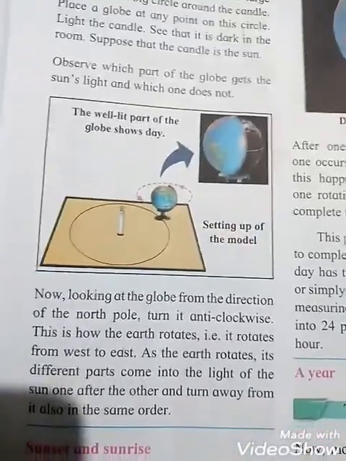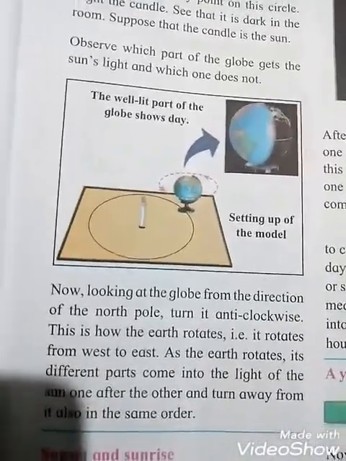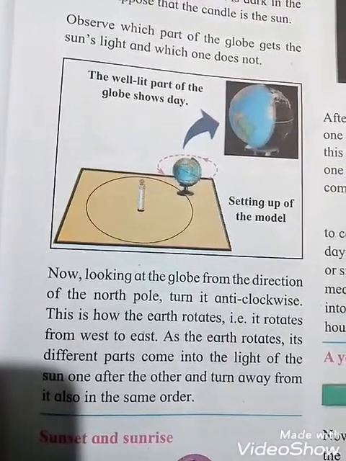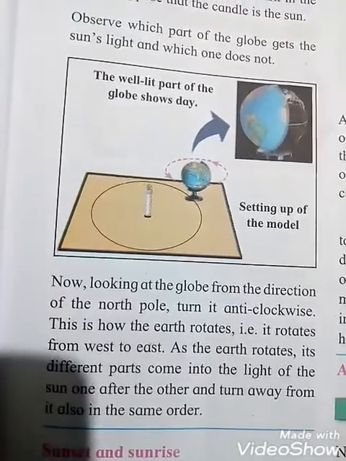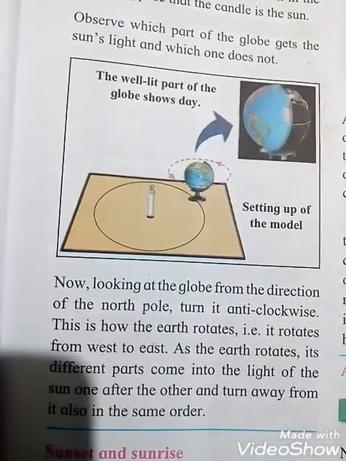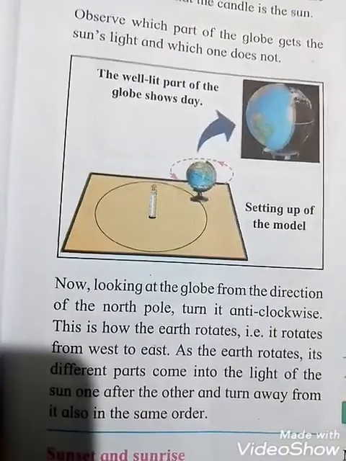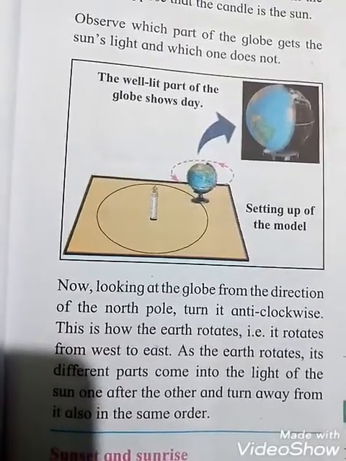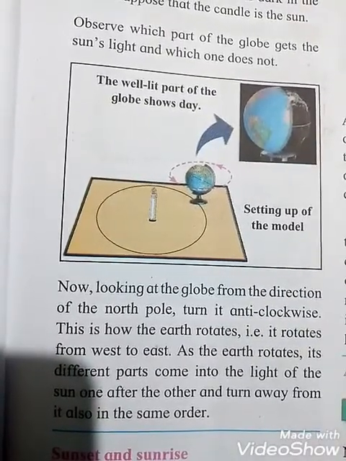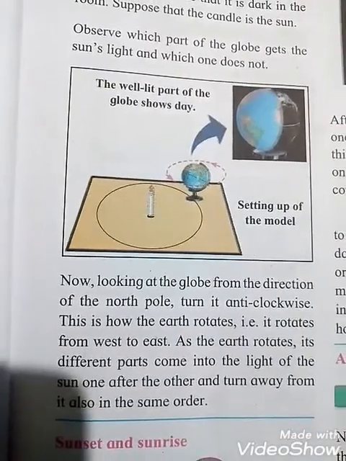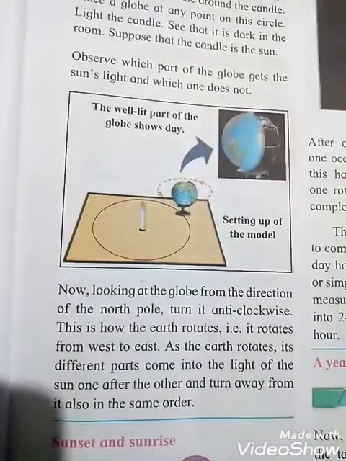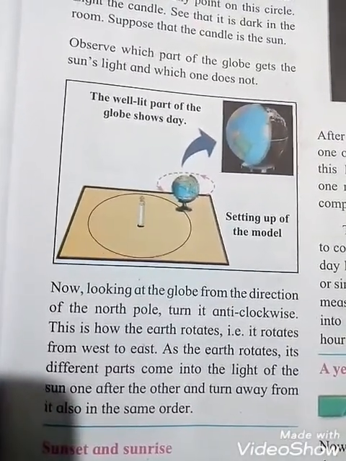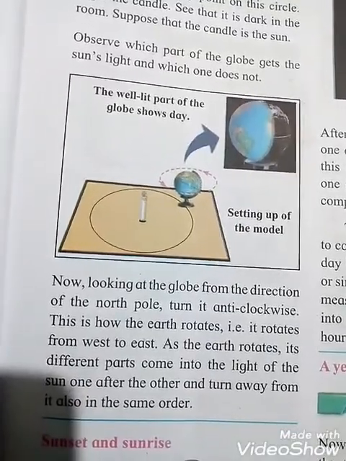Now looking at the globe from the direction of the North Pole, turn it anti-clockwise. This is how the earth rotates. And see students, anti-clockwise means what? Anti-clockwise is a direction opposite to the normal rotation of the hands of a clock. So now if you are looking at the globe from the direction of the North Pole, turn it anti-clockwise. This is how the earth rotates, from west to east. That means the earth rotates from west to east.